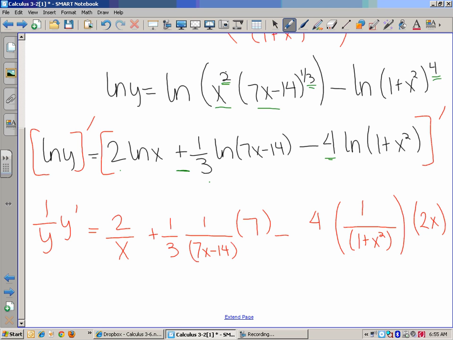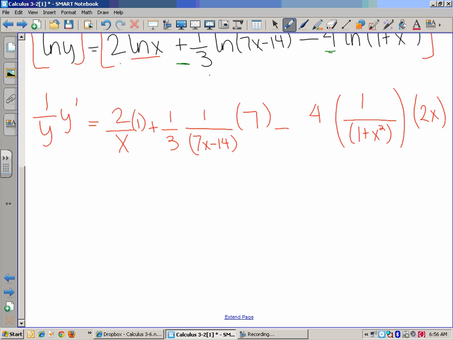So notice in each case I have the derivative written, and so the natural log of x has a derivative 1 over x times the derivative of x, which is 1. We don't typically write that. It just is assumed that it's 1 and we don't multiply by 1. And so now we have 2 over x.